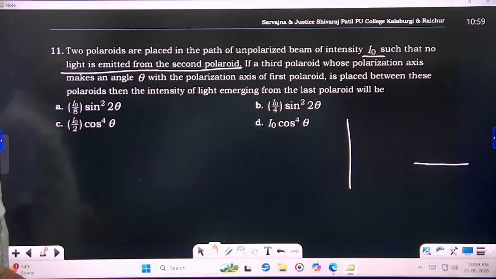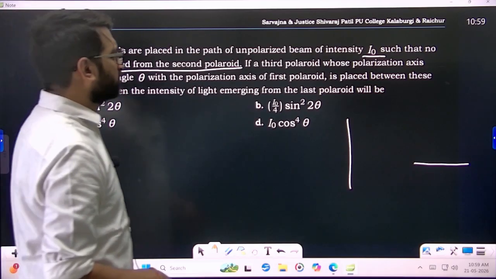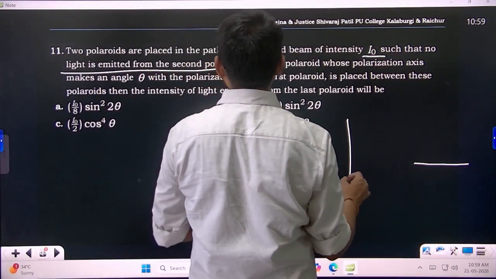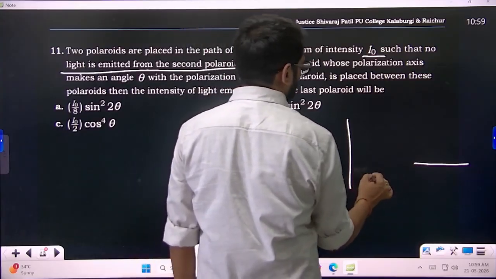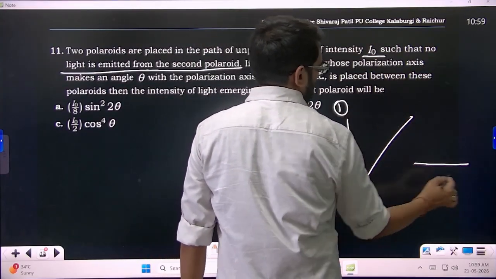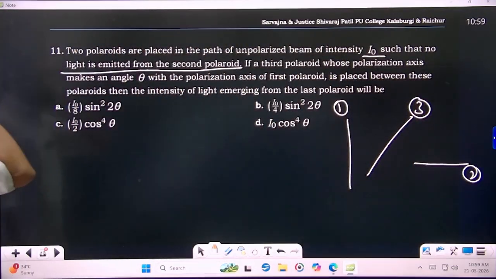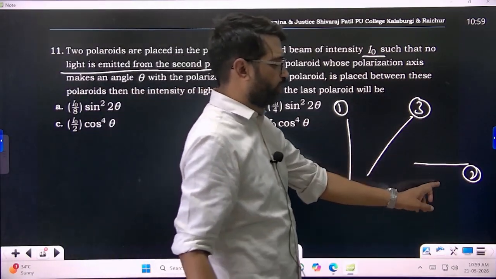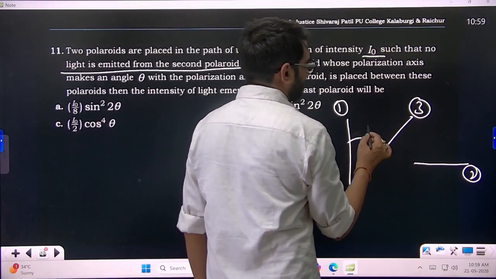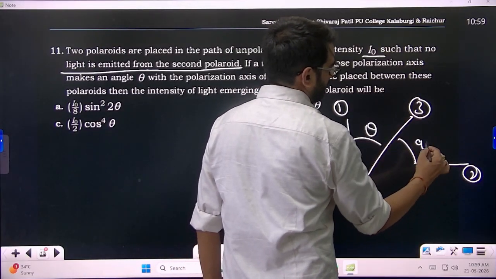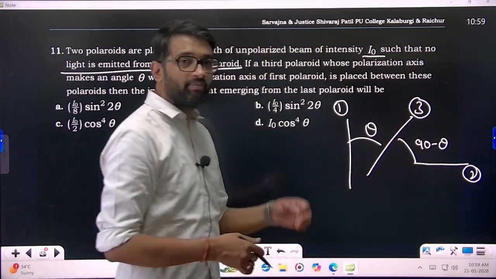Then a third Polaroid whose polarization axis makes an angle theta with the polarization axis of the first one is placed between the Polaroids. So this is the first one, this is the second one, and the third one is placed over here. Then the intensity of light emerging from the last Polaroid is. Now if this angle is theta, this angle will be 90 minus theta. Let us apply Malus law.